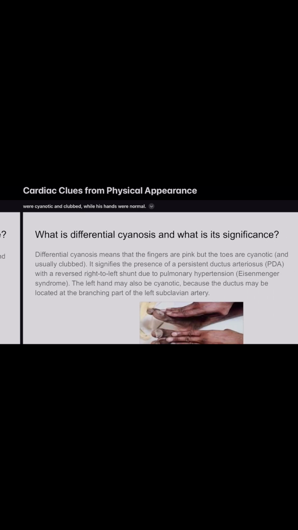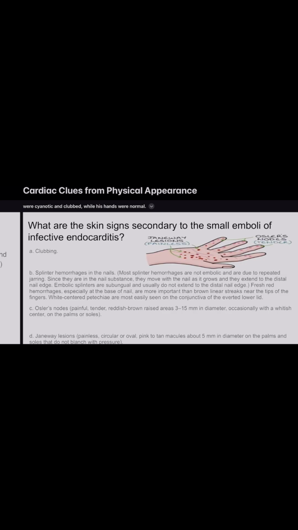So what is differential cyanosis and what is its significance? Differential cyanosis means that the fingers are pink but the toes are cyanotic. It signifies the presence of patent ductus arteriosus, PDA, with a reverse right to left shunt due to pulmonary hypertension, like Eisenmenger syndrome. The left hand may also be cyanotic because the ductus may be located at the branching part of the left subclavian artery.